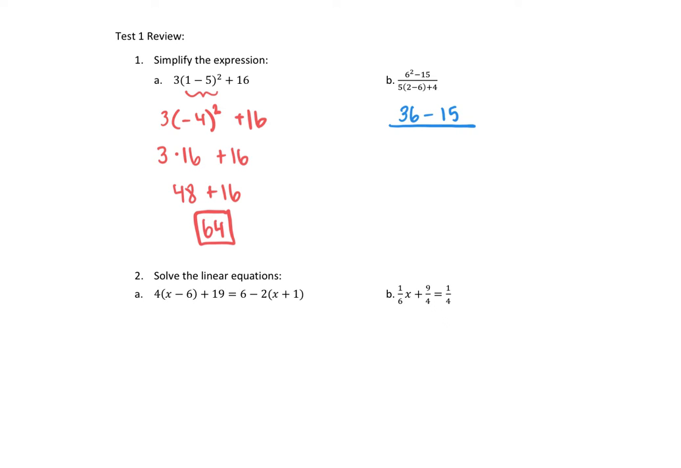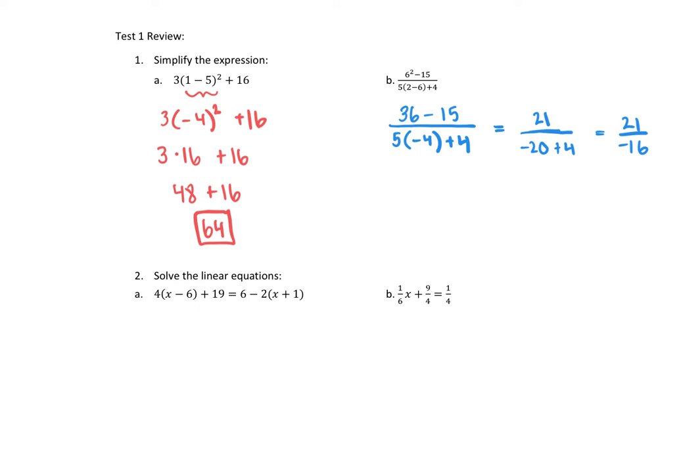In the denominator, we have parentheses, so that's a group within a group. So we have 2 minus 6 is -4 plus 4. Okay, we can simplify the numerator here. 36 minus 15 is 21. In the denominator, 5 times -4 is -20. And then we still have to add the 4. So -20 plus 4 is -16. So we get 21 over -16.